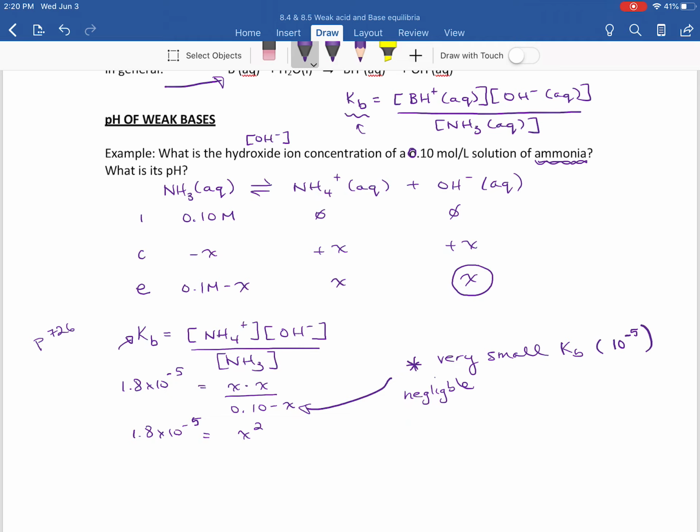Okay, because we can assume that X is negligible, we can take it out of our equation and simply take the square root of both sides. So X equals the square root of 1.8 times 10 to the negative 5 times 0.10.